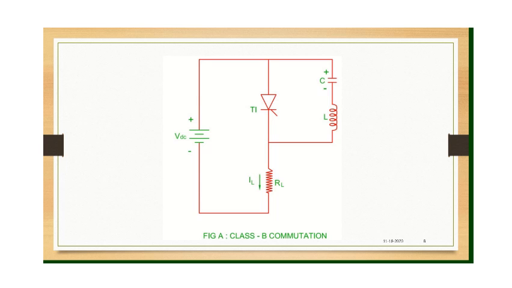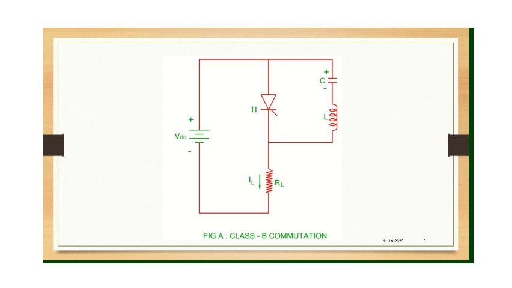This is your class B commutation circuit, wherein, if you observe, the SCR is connected in parallel with the commutating components, whereas in class A, the SCR was connected in series with the commutating components.